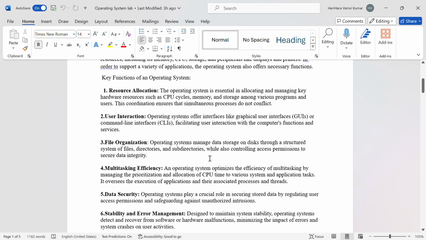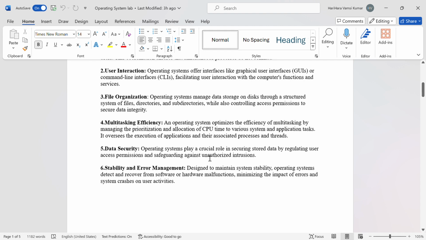And the second function is user interaction. The operating system offers interfaces like graphical user interface GUI or command line interface CLI, facilitating user interaction with computer functions and services. The third key function is file organization. The operating system manages data storage on disk through structured systems of files, directories, and subdirectories, while also controlling access permissions to secure data integrity. The fourth one is multitasking efficiency.